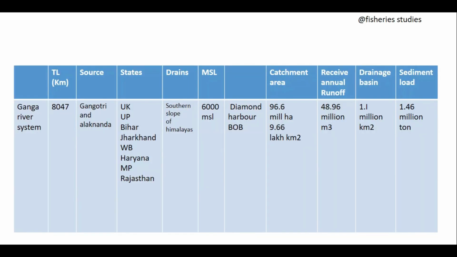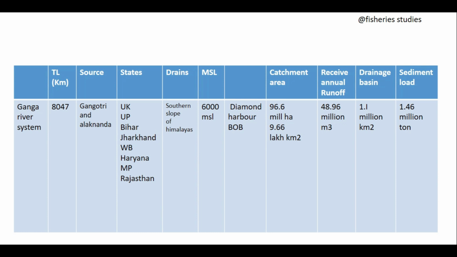Now we will see about riverine systems. First is the Ganga riverine system. Most important to remember is the source of all riverine systems and the dams and reservoirs present in it and the catchment area. For the Ganga river system, source is Gangotri and Alaknanda. Its catchment area is 96.6 million hectare. Yellow River in China is first in depositing a large amount of sediment load. Second place goes to the Ganga riverine system. Ganga is the largest riverine system in India and longest river in India.